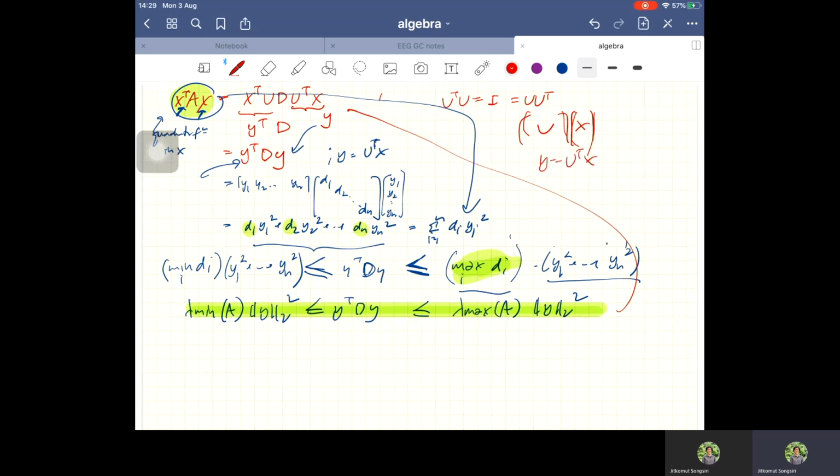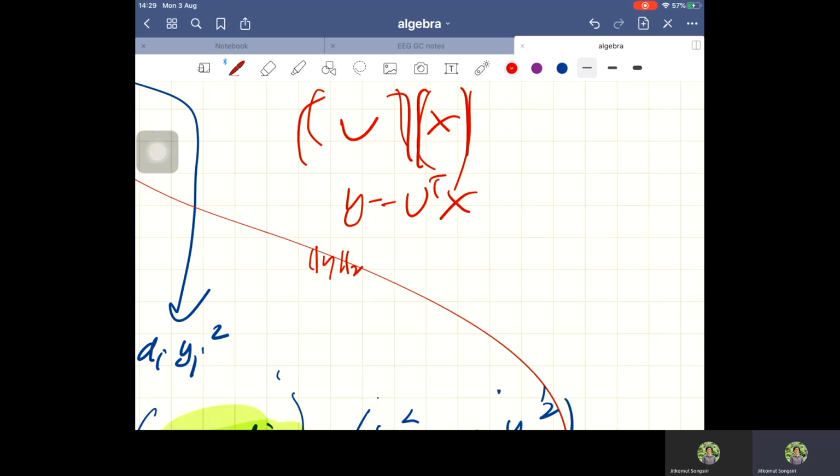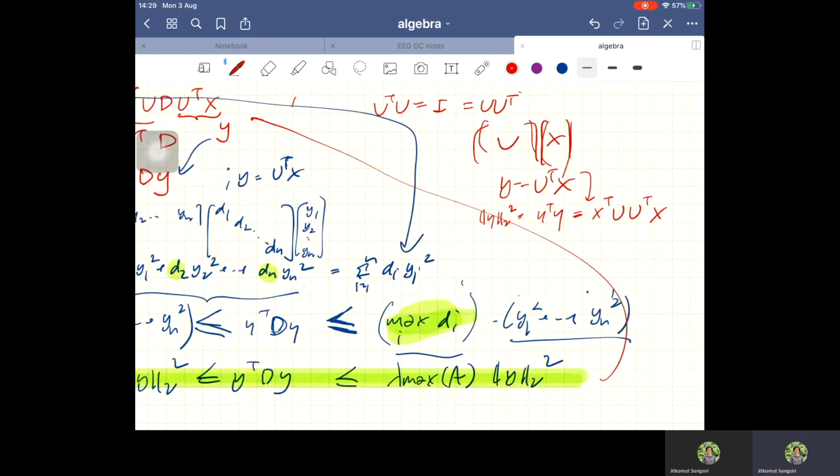When y equals U transpose x, let's compute the two norm of y. The two norm squared of y is y transpose y. When you plug it in, it's x transpose U U transpose x. But this U is special because it satisfies the property that U U transpose is I. So this reduces to x transpose x, which is the norm of x squared. Very important result: if y and x are related by a unitary transformation, the norm of y doesn't change.